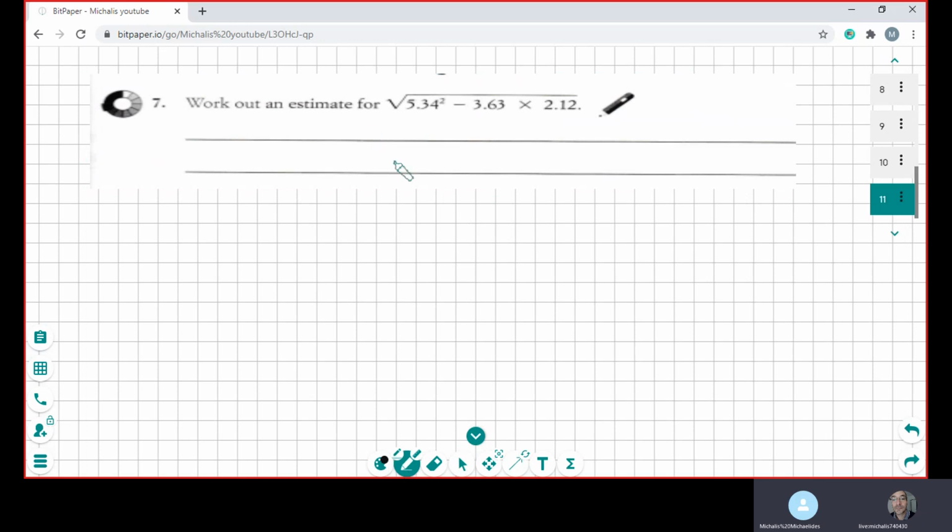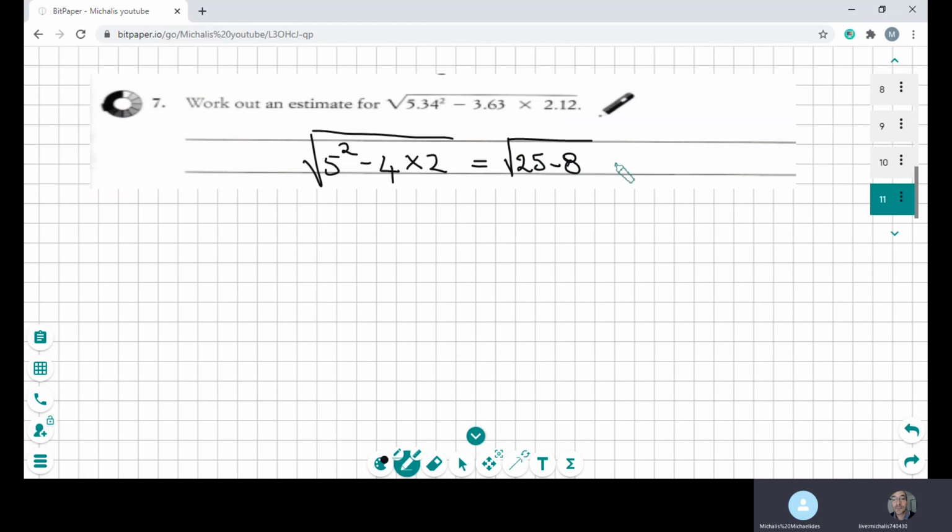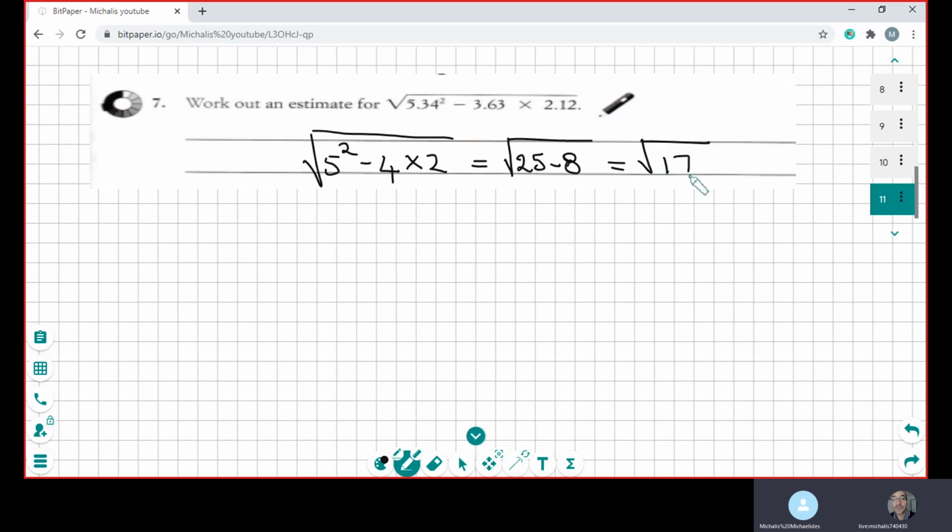In this case, I can round the 5.34 as 5 squared. Because it's an estimate, we don't even need to be accurate. So I round to the nearest whole number, so it's 4, and the next one is 2. And then I find the square root. So the answer here will be the square root of 25 minus 8. This gives you the square root of 17. This is an estimate of the above calculation.